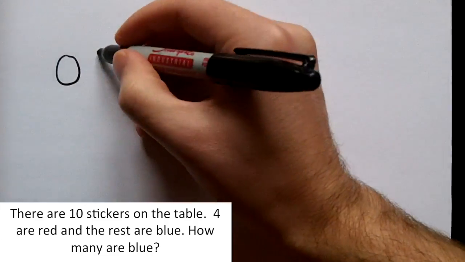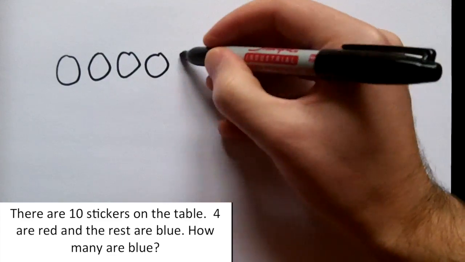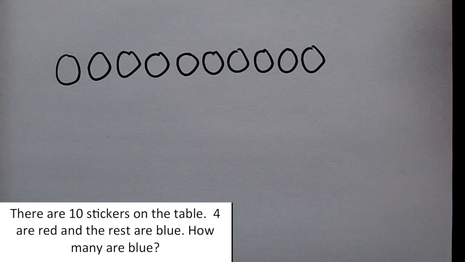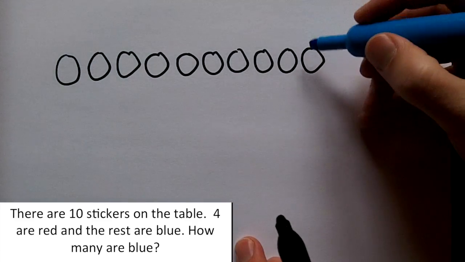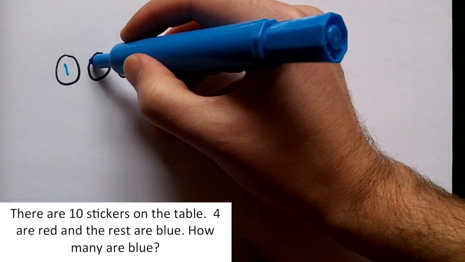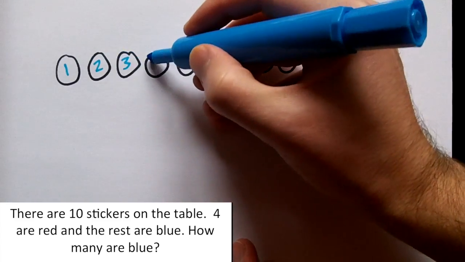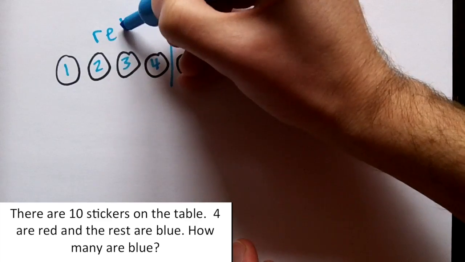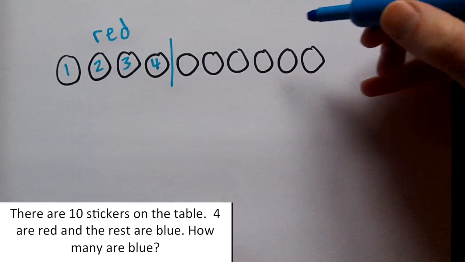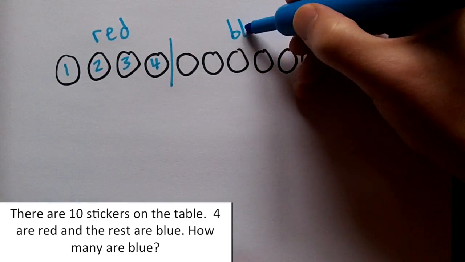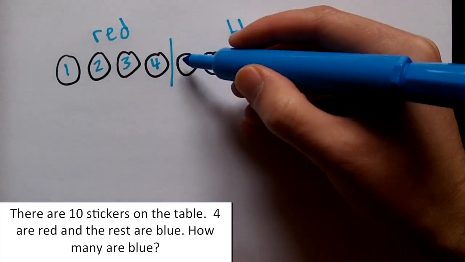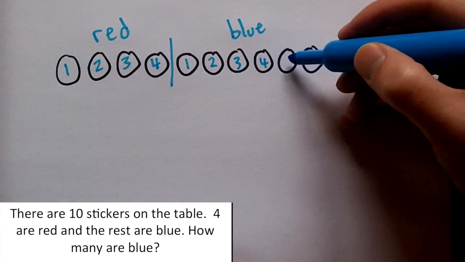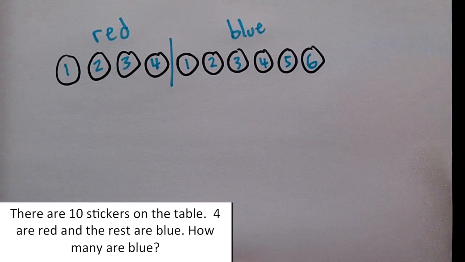Let's draw a picture. 10 stickers are on the table. Here they are. So I know that 4 of them are red. 1, 2, 3, 4. Those are going to be the red ones. And the rest are blue. How many are blue? Let's see. 1, 2, 3, 4, 5, 6 are blue.